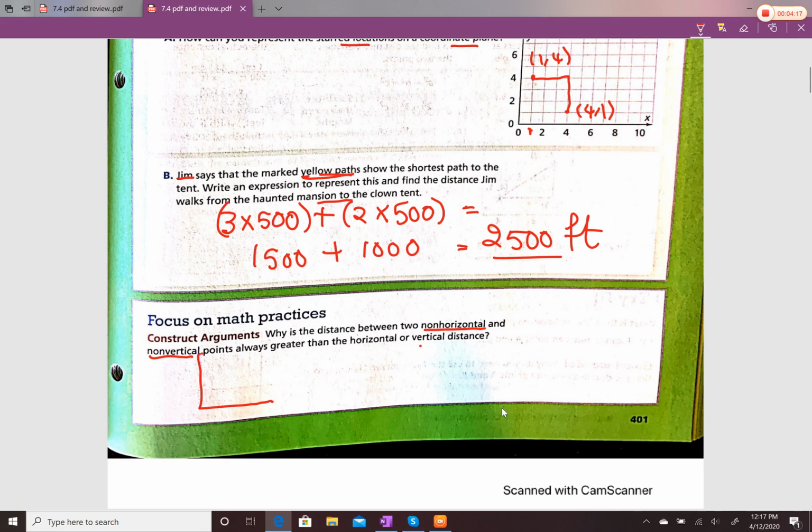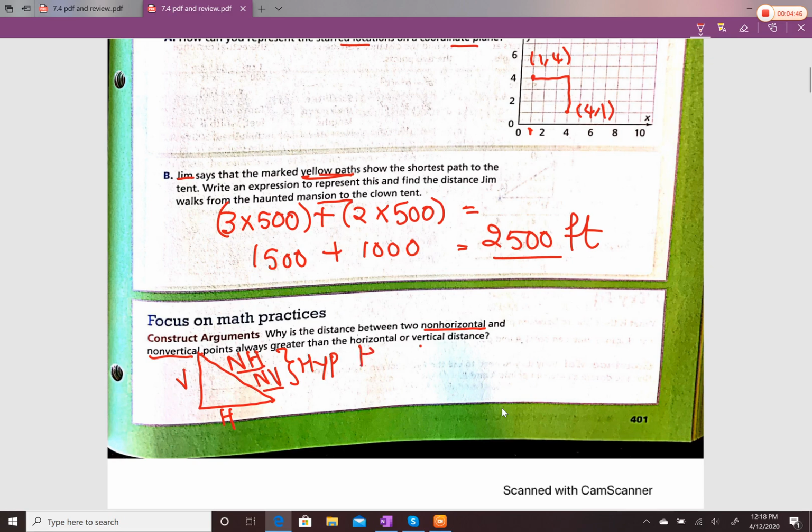So this is horizontal, this is vertical. What should be the non-horizontal? This one. So this is non-horizontal and non-vertical. Now, in our Pythagorean theorem, we call this the hypotenuse. And we know that the hypotenuse is the longest side. Is it always greater than horizontal and vertical? What do you think about the non-horizontal and non-vertical? Is it greater? Because it's the hypotenuse.